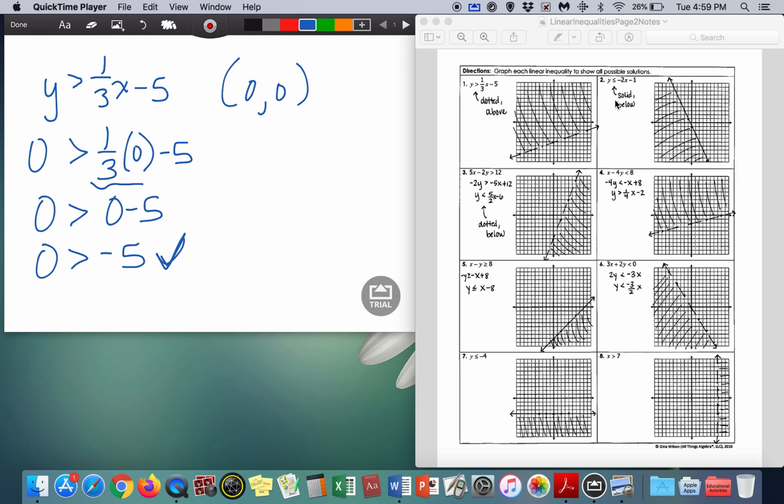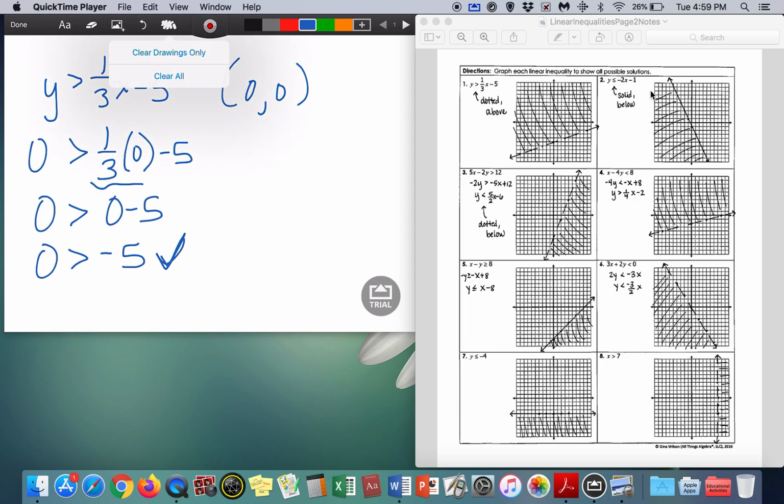All right, let's take a look at number 2. This is ready to graph. It's in slope-intercept form. I would start at negative 1. The slope is negative 2, so I'm going to go down 2 and over 1, down 2 and over 1. It's a solid line because this is less than or equal to. It's that or equal to part that makes it solid.